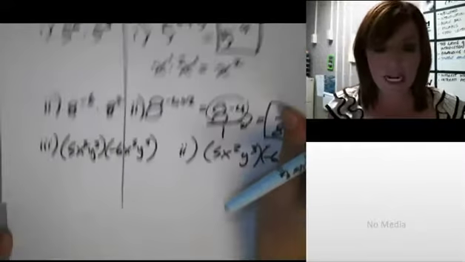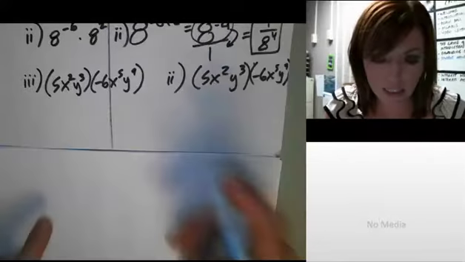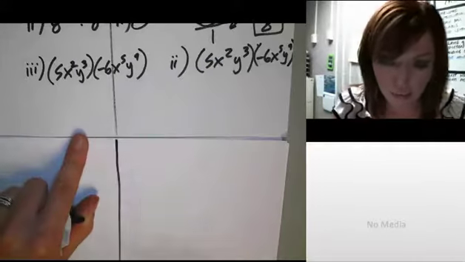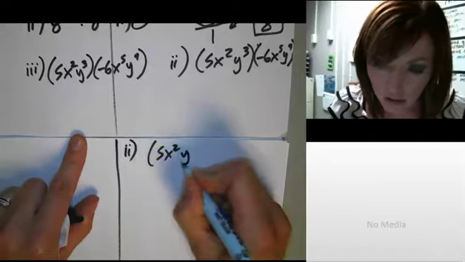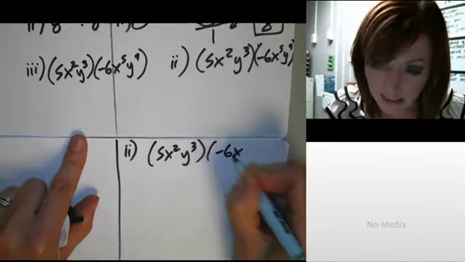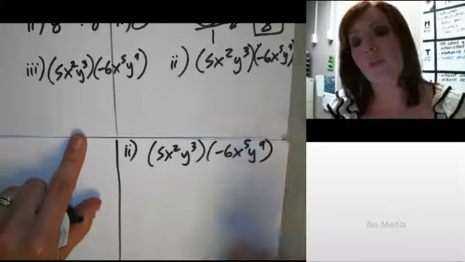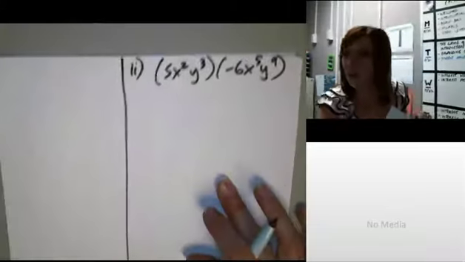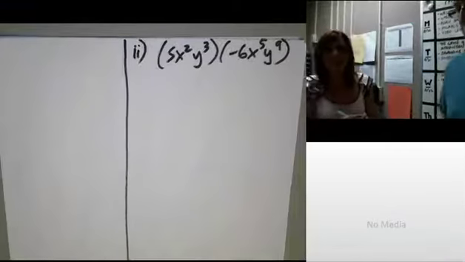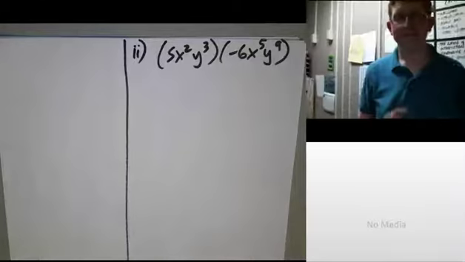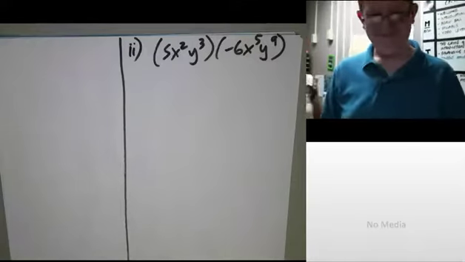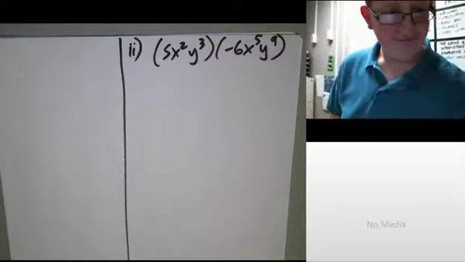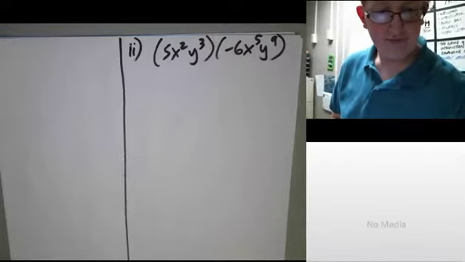All right. You ready? I'm going to give you a different piece of paper so that you have plenty of room. So 5x squared y cubed times negative 6x to the 5th y to the 9th. The one thing I would ask for anyone who comes up here is to try to write big enough. Try to write the same size or bigger as I have it. Go ahead and grab one of the buttons.